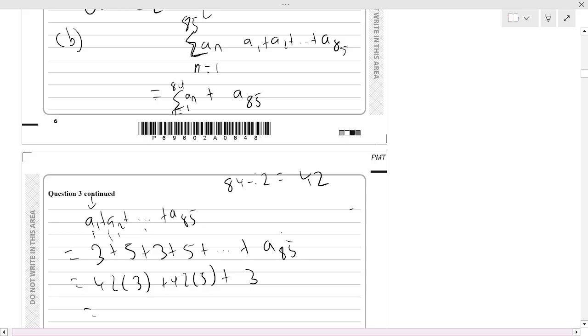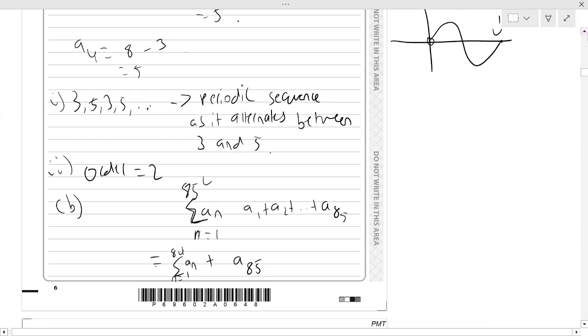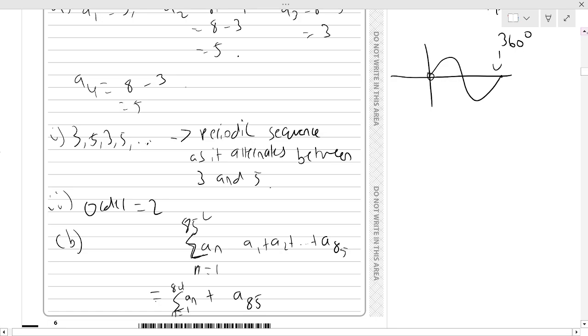And that would get you 339. Okay. And yeah, that's really it. It's very typical with these sort of periodic sequence questions to add the terms. And the whole idea is you need a pattern spot so that you can split them up because they repeat.